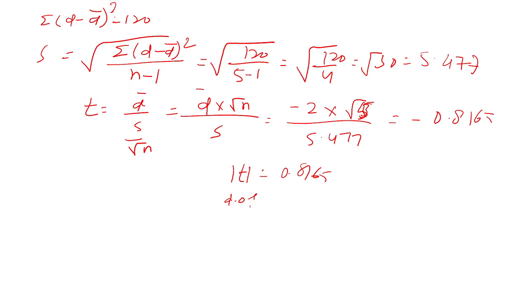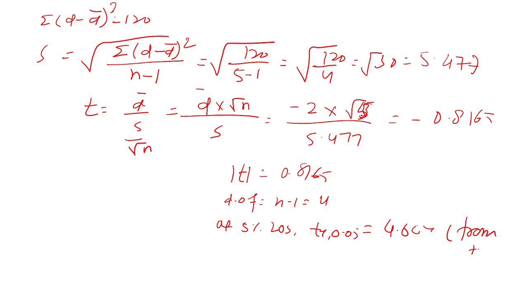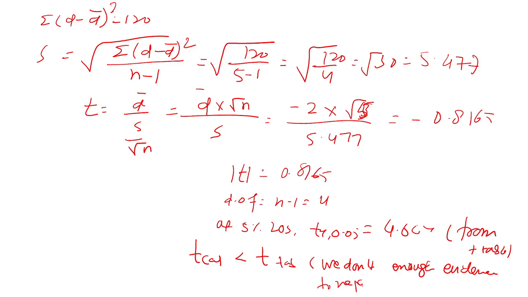So the degree of freedom is 4. At the 5% level of significance, t 0.05 with 4 degrees of freedom becomes 4.06 from the table. So T calculated is less than T tabulated, so we don't have enough evidence to reject the null hypothesis. Is it clear?